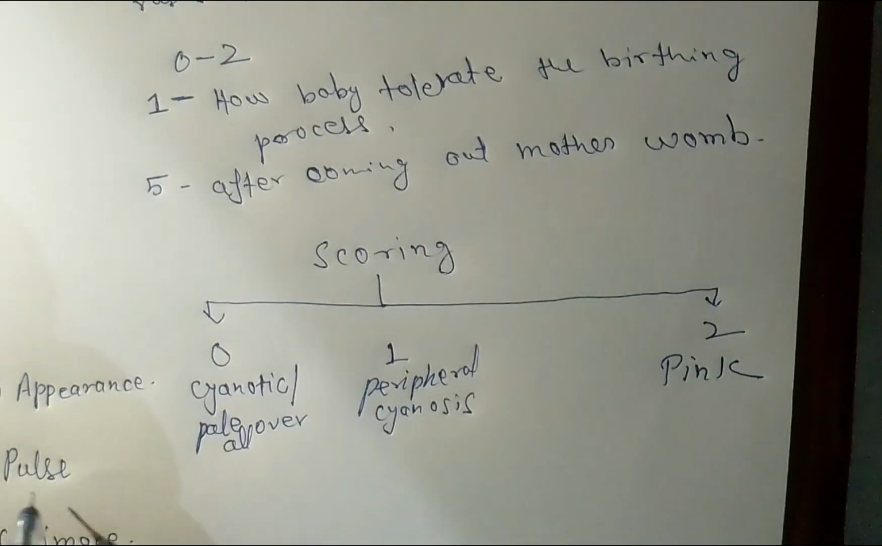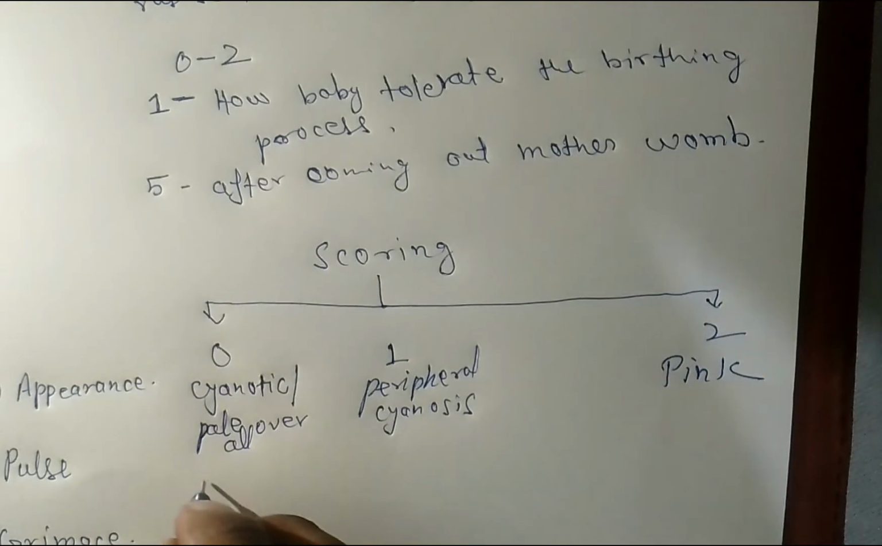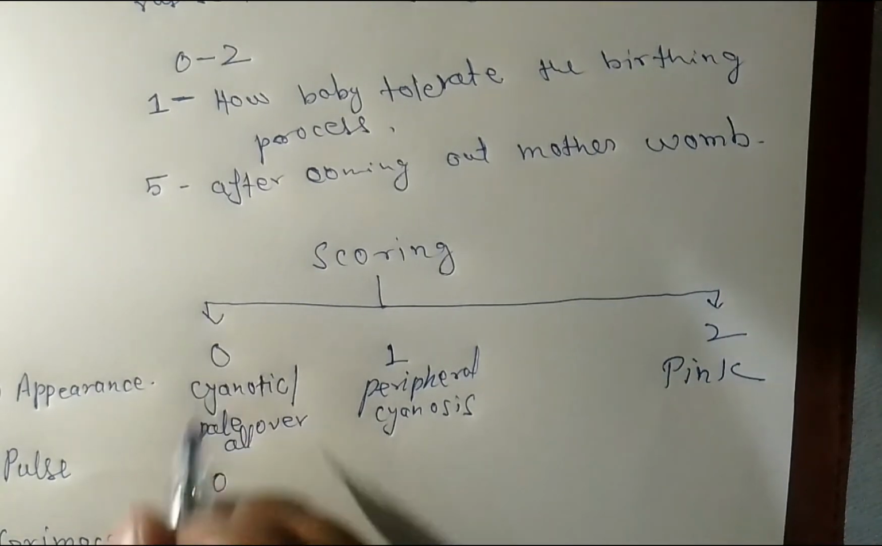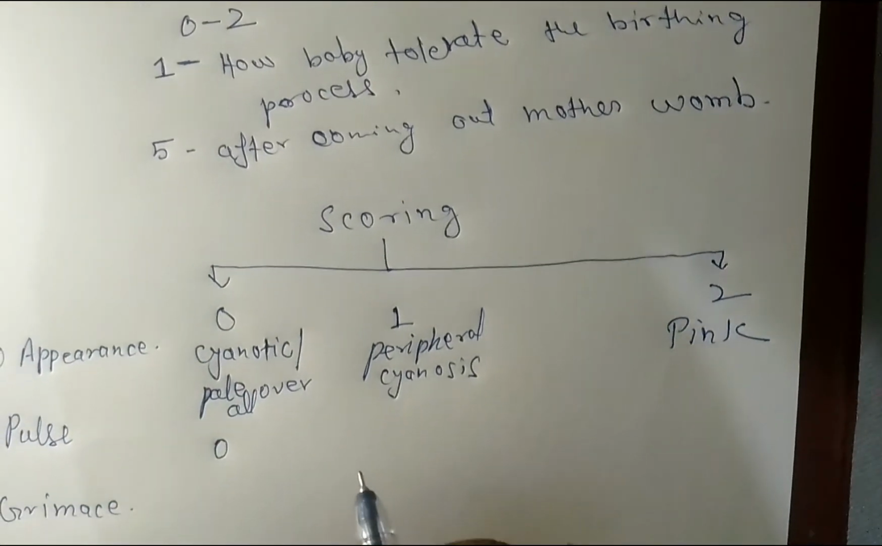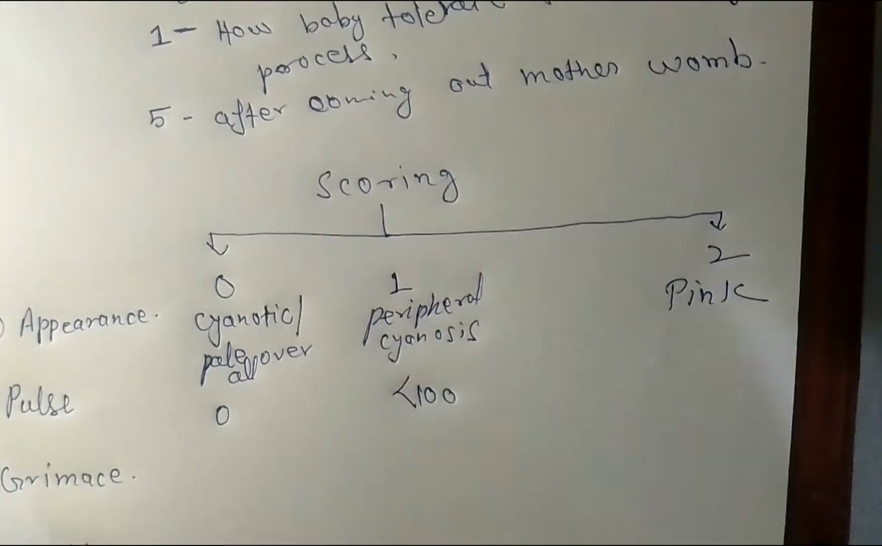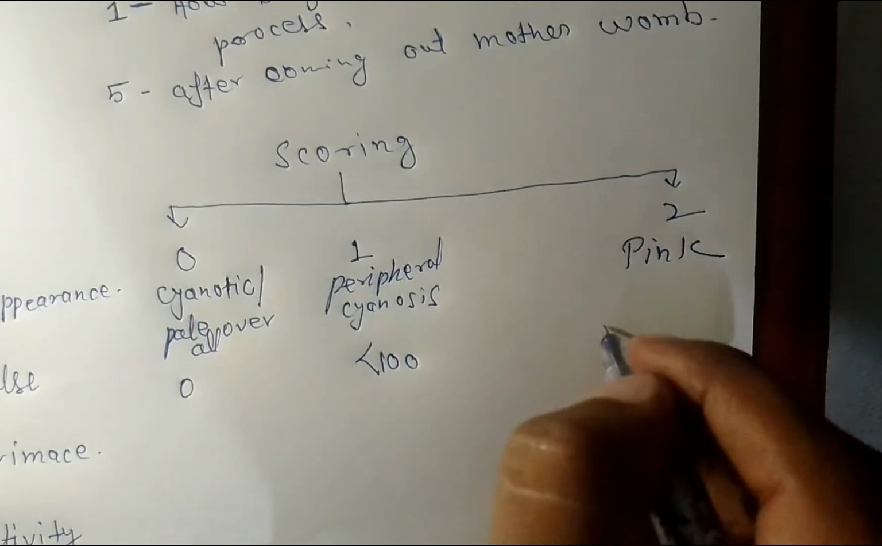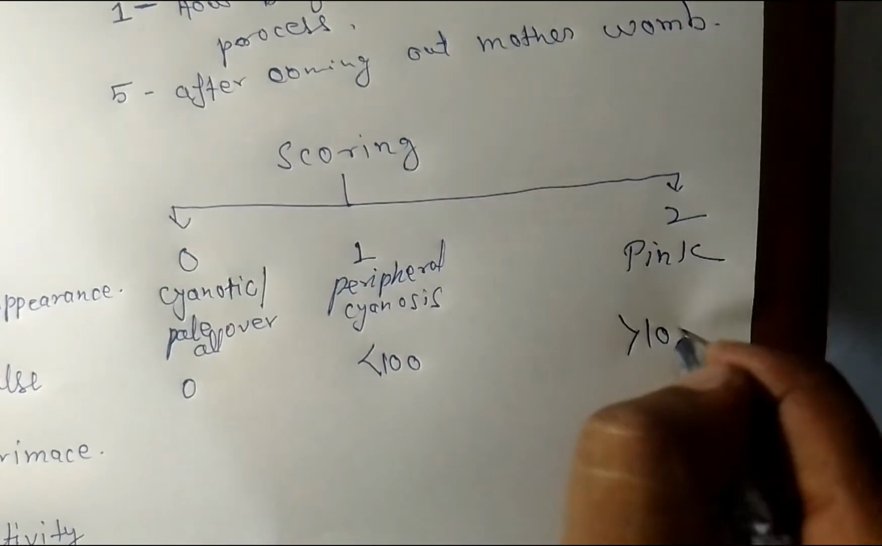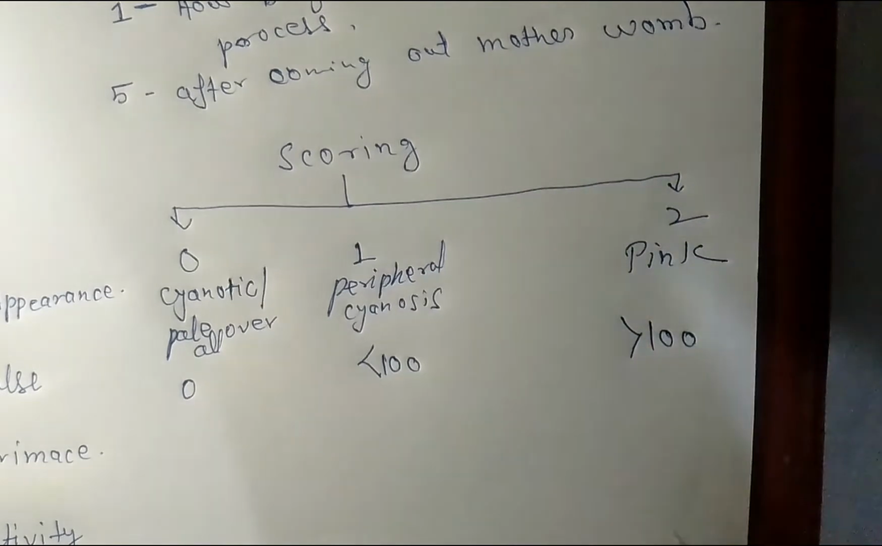After that we can go for pulse. If the pulse is 0, the score will be 0. If the pulse is less than 100, the score will be 1. If the pulse is greater than 100, it will be 2.